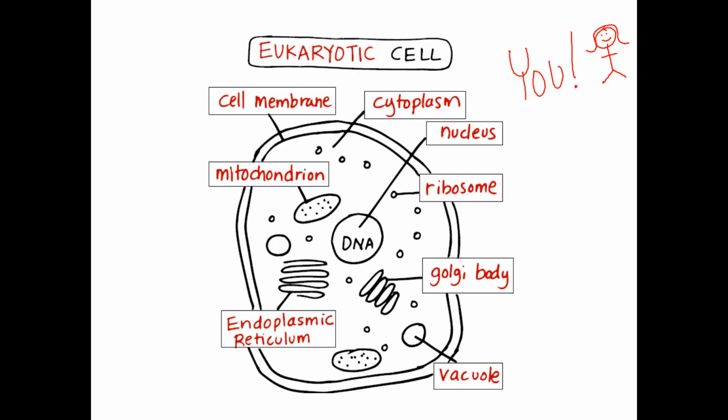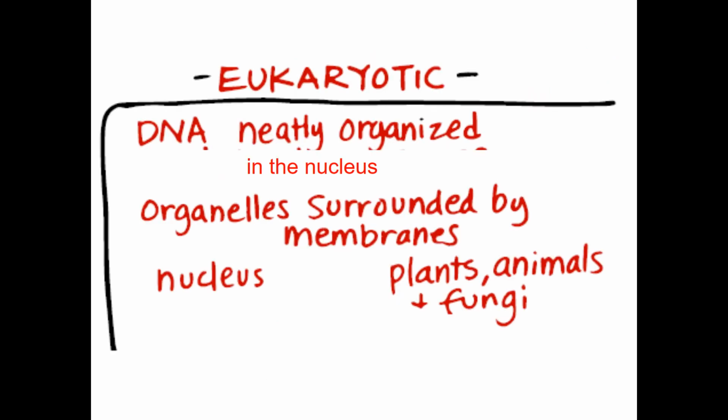Eukaryotic cells are like you. They do have DNA inside of a nucleus because they have a nucleus, right? That's where the DNA is at, so it's more organized. And so eukaryotic cells, this is what you are made of. So these are going to be the types of cells that have the DNA in the nucleus, and they're going to be like plant cells and animal cells, which we will be talking about in a little while. DNA is neatly organized in the nucleus for eukaryotic cells, and they do have organelles that are surrounded by membranes. They have a nucleus, and examples would be plants, animals, and fungi.